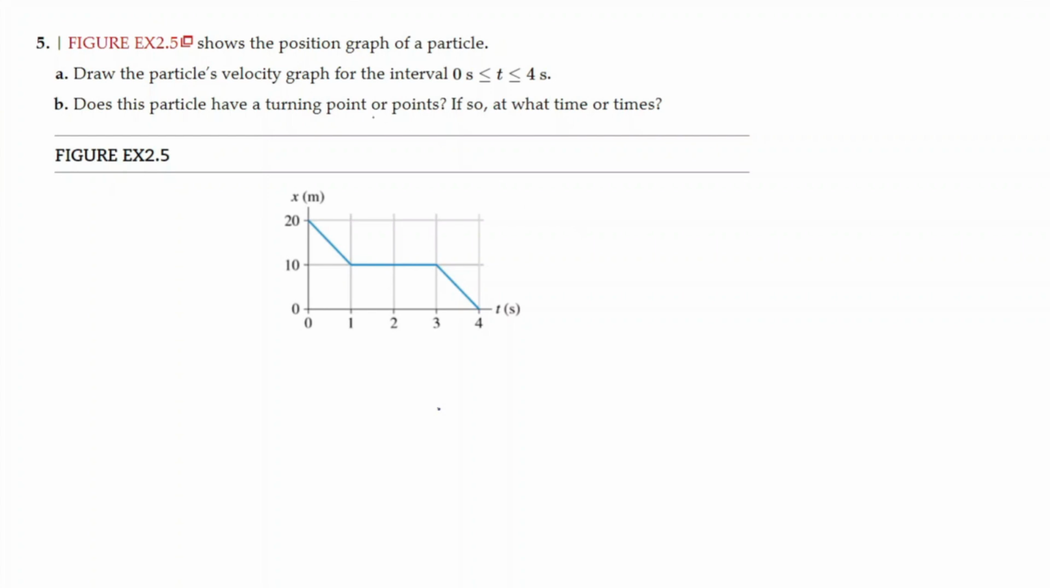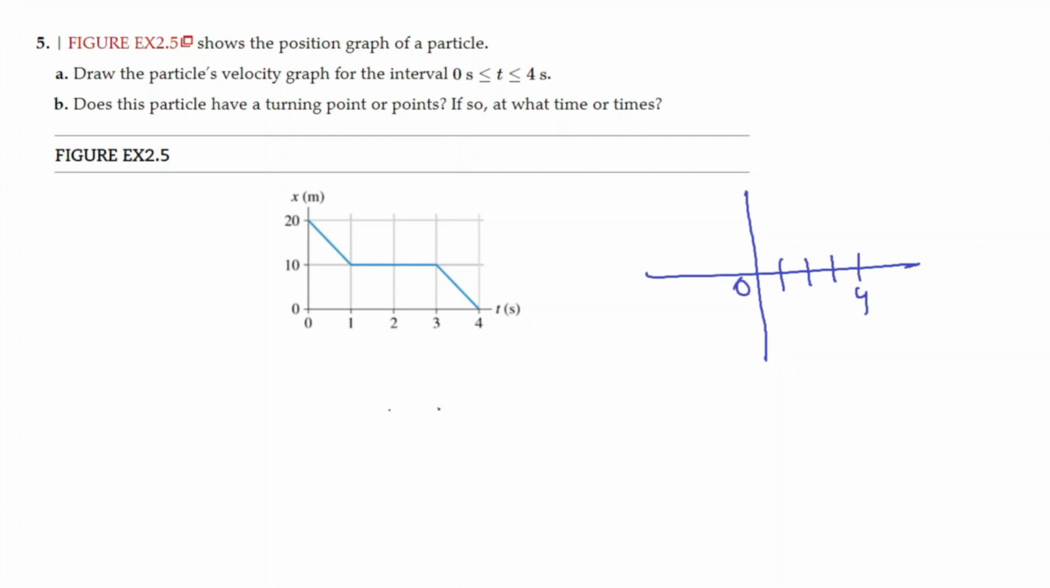All right, so first let's look at number 5. Number 5 is: this figure shows the position graph of a particle. Draw the particle's velocity graph for the interval of 0 to 4 seconds. So let's first draw a graph right here. We have 1, 2, 3, 4, and then 0 over here. So this is our position graph.